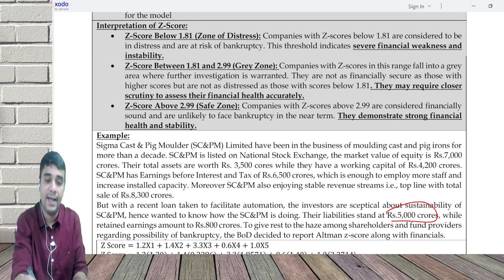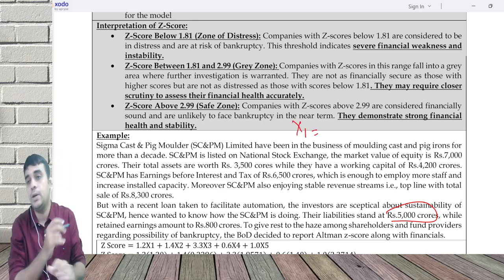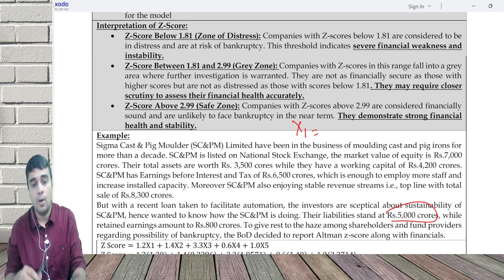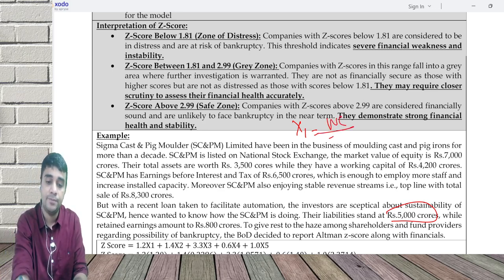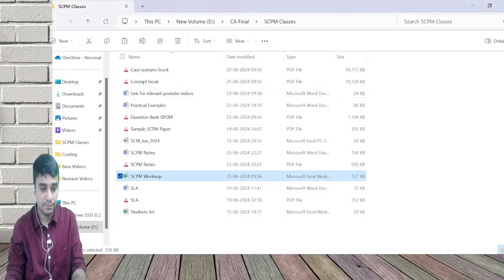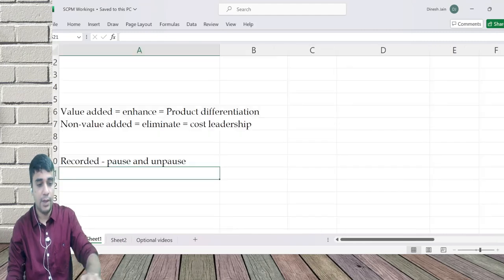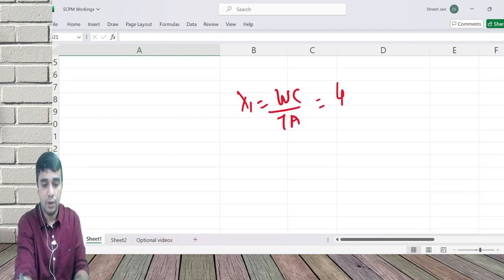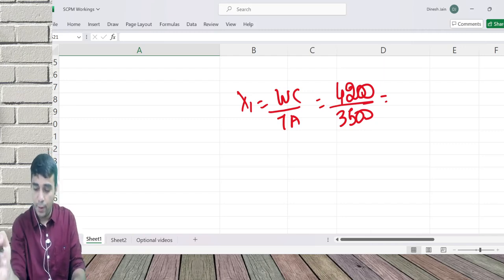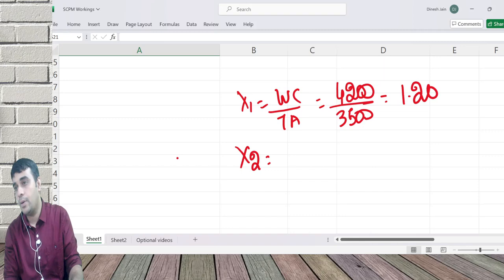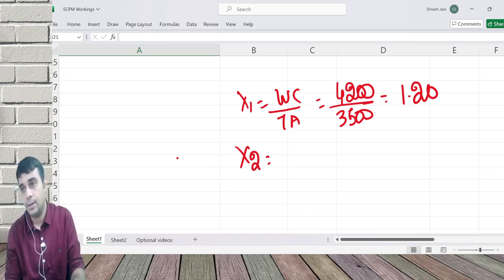Let's write the formula. What is the formula for x1? X1 is equal to working capital divided by total assets. Take the working capital figure over total asset. Four decimal answer: 1.2. Clear? Very simple calculation. This is a measure of liquidity.